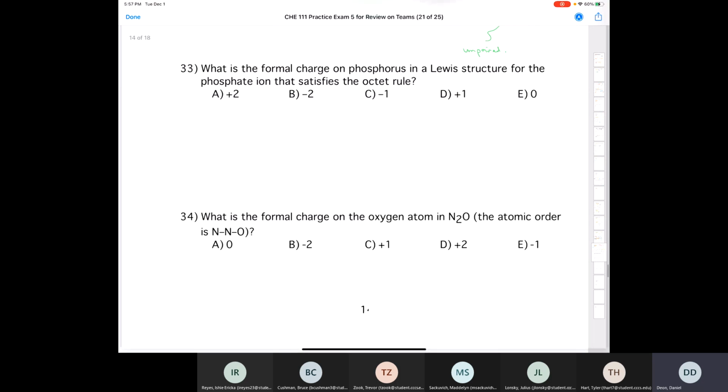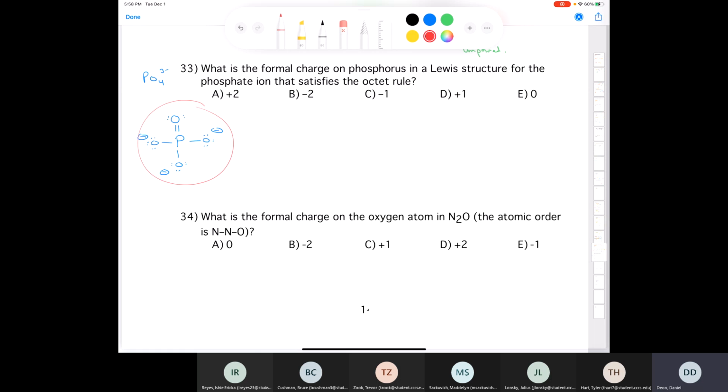Number 33. What's the charge on a phosphorus in the Lewis structure for the phosphate ion that satisfies the octet rule? Well, we looked at the Lewis structure of phosphate earlier this evening, didn't we? I drew it at least once, and it looked something like this. Remember that phosphate is PO4 3 minus. So that means that 3 of the oxygens, 1, 2, 3, are going to have negative charges, but this does not obey the octet rule, does it?